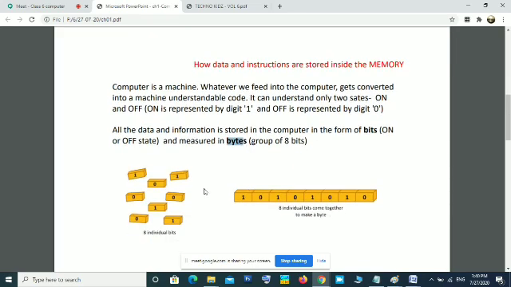Here in this picture you can see 1, 2, 3, 4, 5, 6, 7, 8. Eight individual bits are here. When we arrange them in a group, one by one in sequential order, that is called a byte. A group of 8 bits we call a byte.